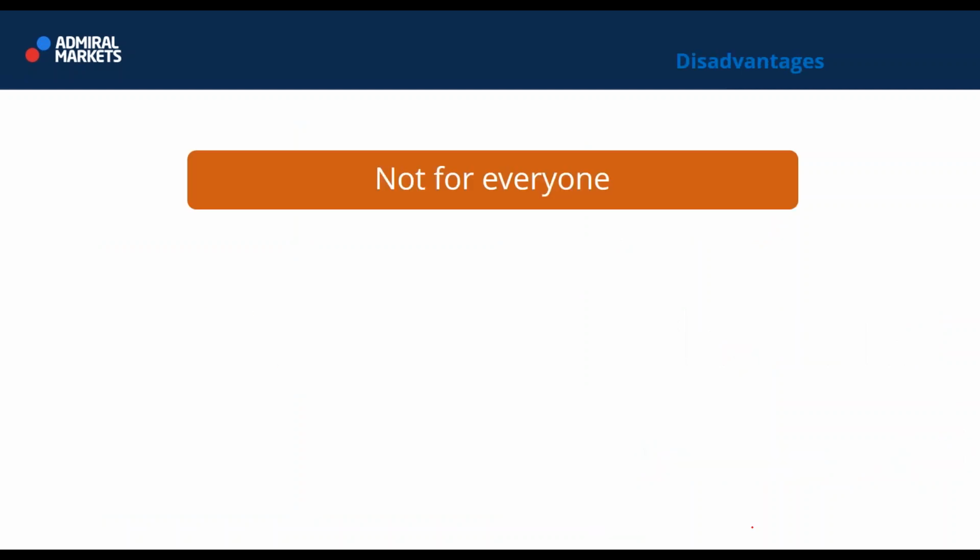Disadvantages for trading the POC zones. It's not for everyone, definitely, guys. As I say, there are different types of traders. Some traders prefer price action, unfortunately, some traders think that just by using indicators, they can make money in Forex market.